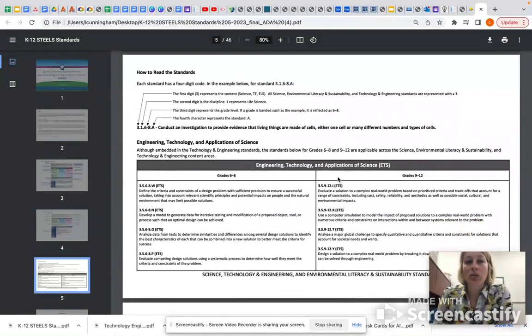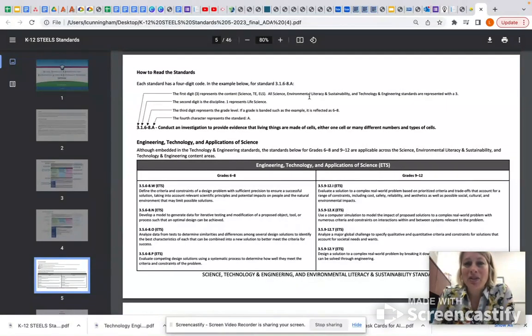But let's take a look at the next page of the standards, which talks to us about how to read the standards. So we always know that these standards have a whole bunch of numbers and a letter at the beginning of it. And this page here breaks down for us what exactly those numbers and letters stand for. So we can see the very first number in the standard gives us the content. So it will either be science, technology, engineering, or environmental literacy and sustainability.